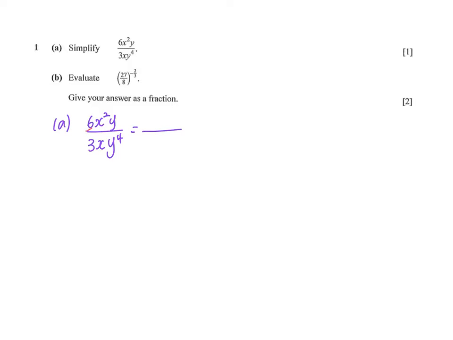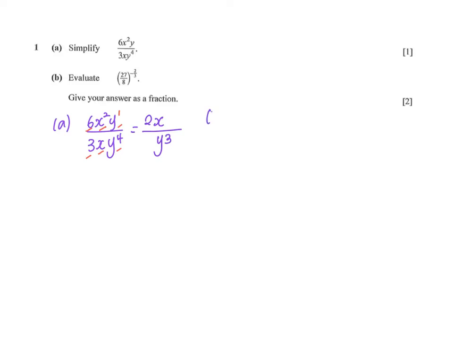I have 6 with 3. That will simplify to 2. X squared and x, which have a larger power, the numerator or the denominator? The numerator. So I'm left with x. And y with y to the power 4. This is y to the power 1 and y to the power 4, which has a larger power, the denominator. And what will happen? We are left with y to the power of 3.